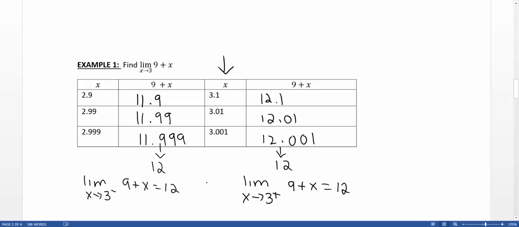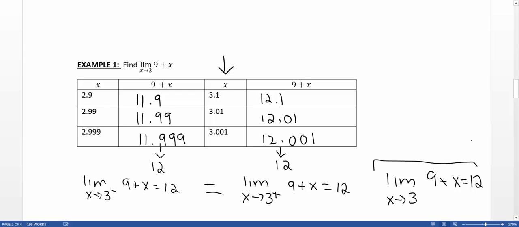Now, because these two limits are equal, that means that the limit as x approaches 3 of 9 plus x is going to equal 12. Because these are equal, this limit exists, and it's the value of 12.